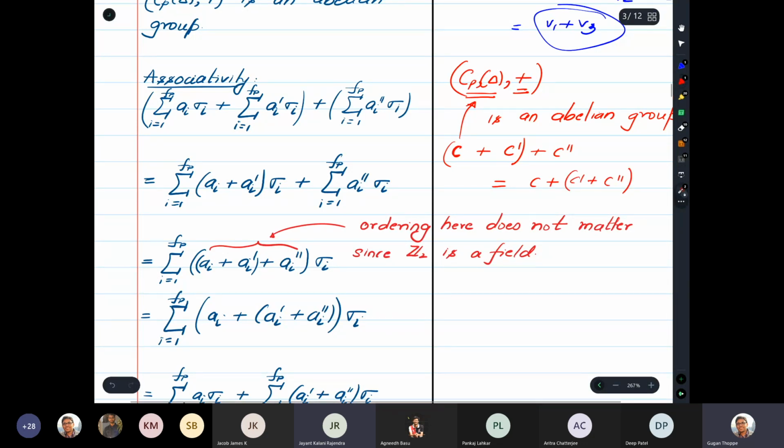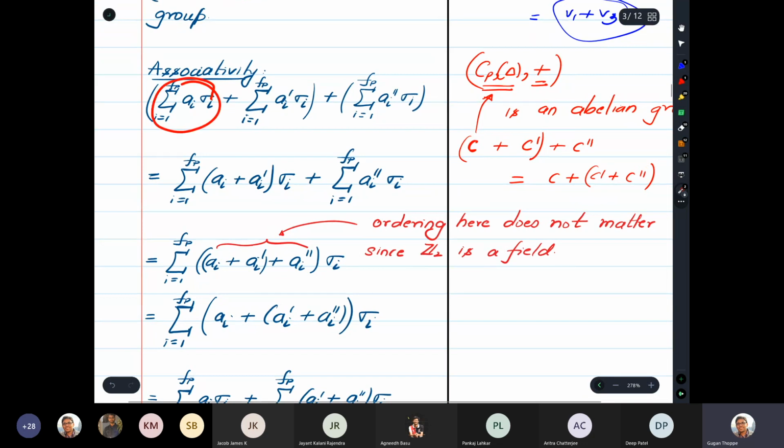On the left, you first add C and C prime, and whatever is the result, you take that and add C double prime to it. This is one way in which you can add three terms, right? On the right hand side, you first add C prime and C double prime, and whatever is the result, you add it to C. What we want to check is whether the order in which we add things matters or not, and we are going to claim that it doesn't matter. Let's see why.